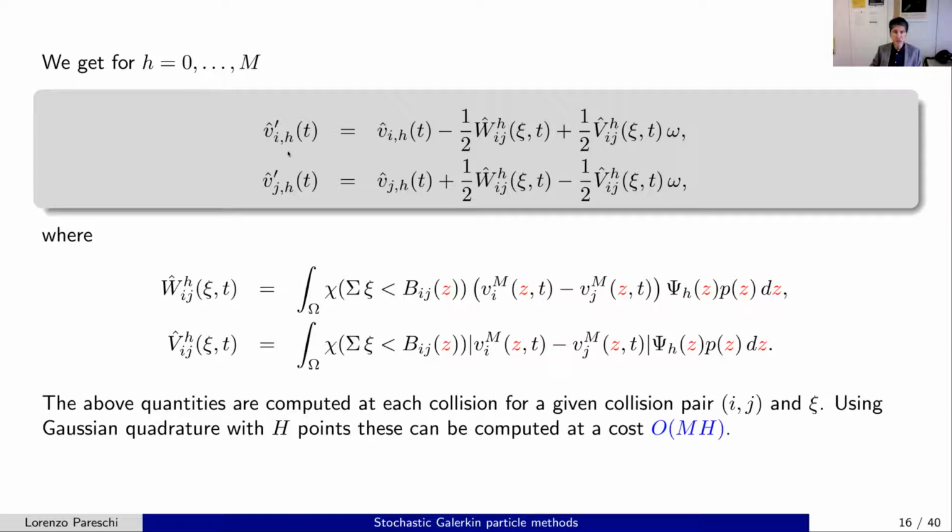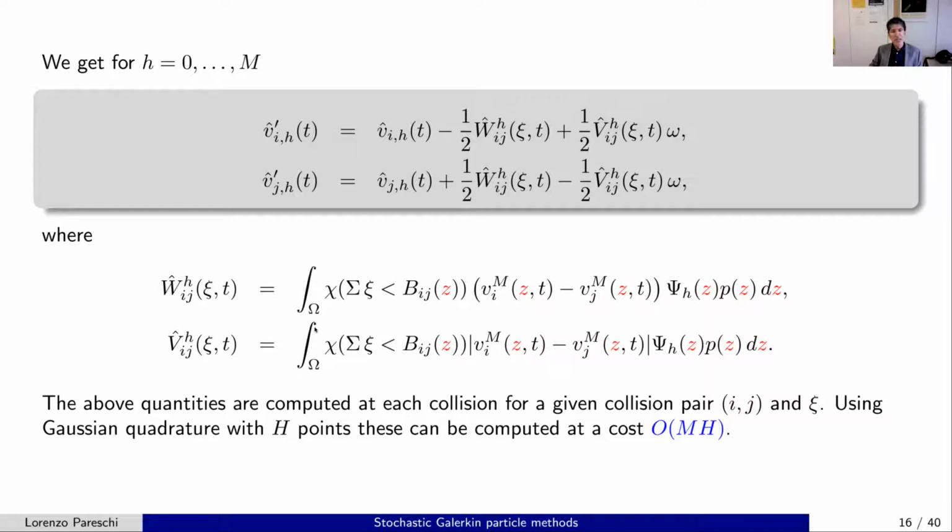And then you have this function W hat and V hat, which essentially are obtained by the projection of the law which describes the collision process. Typically, this can be done rather efficiently.